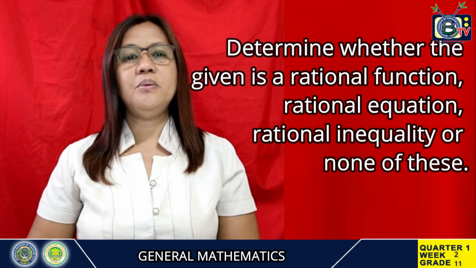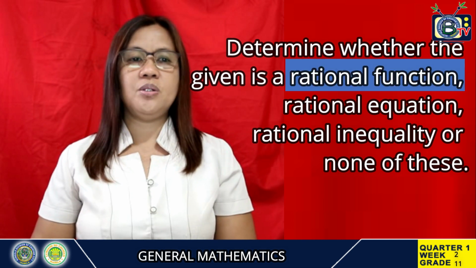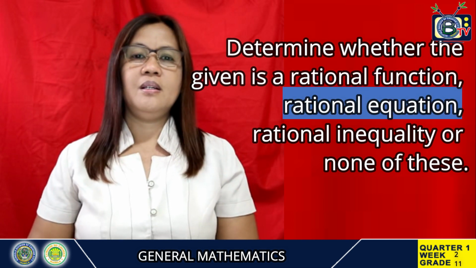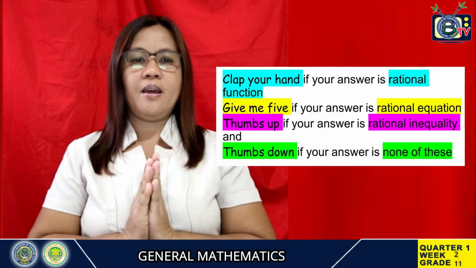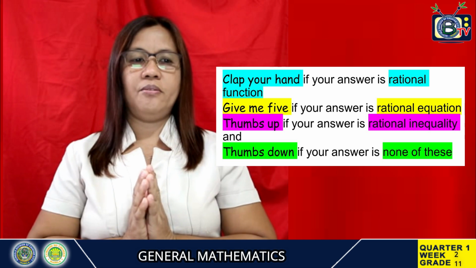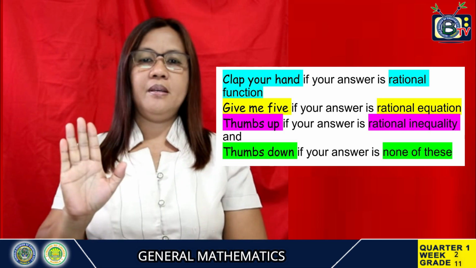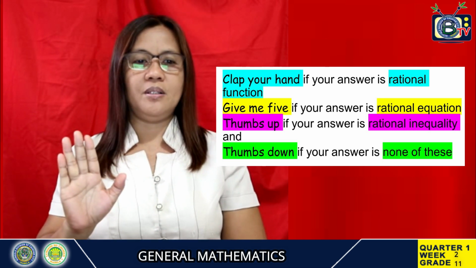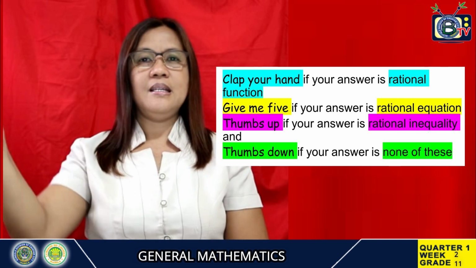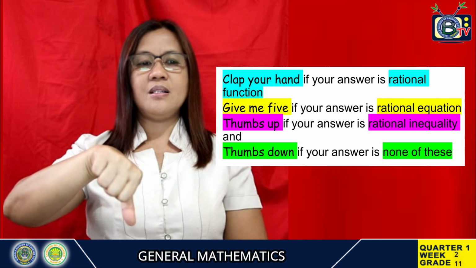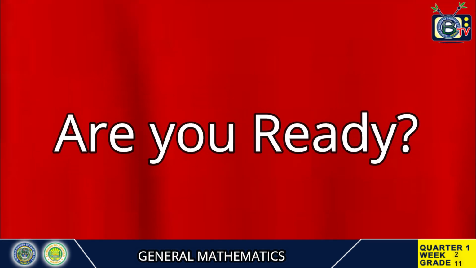Now, determine whether the given is a rational function, rational equation, rational inequality, or none of these. Clap your hand if your answer is rational function. Give me 5 if your answer is a rational equation. Thumbs up if your answer is a rational inequality. Thumbs down if your answer is none of these. Are you ready?